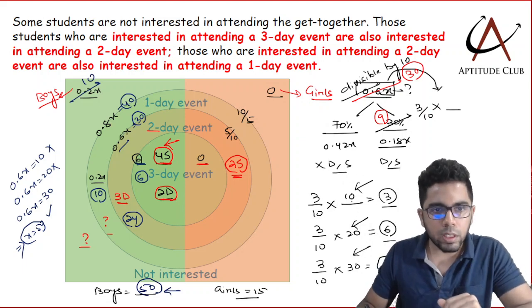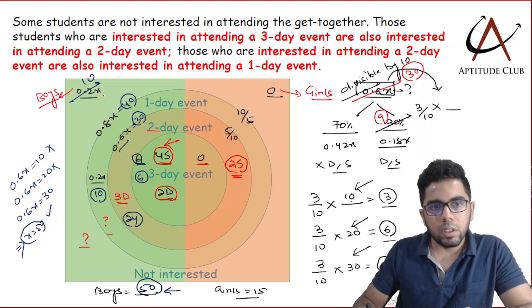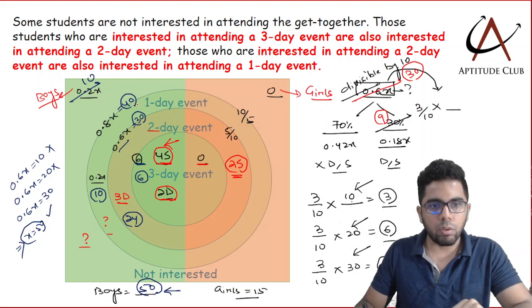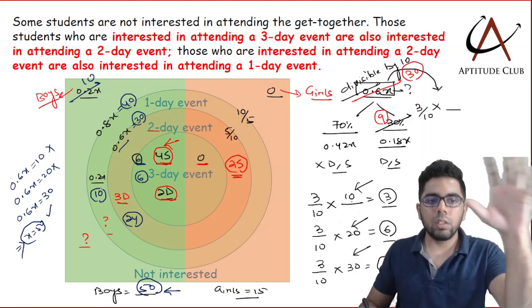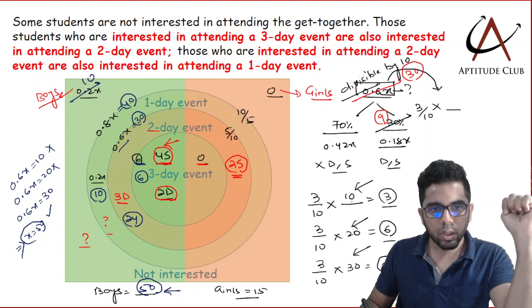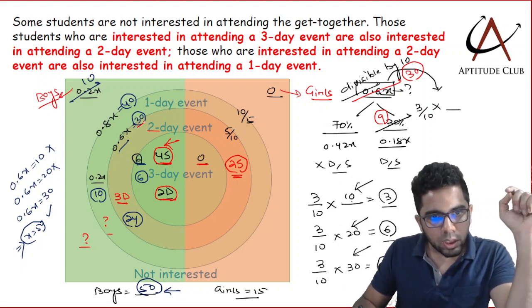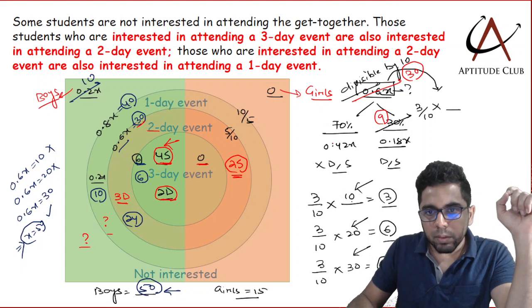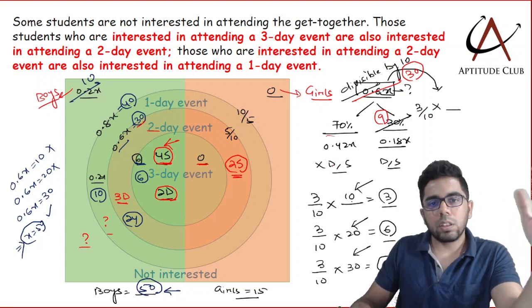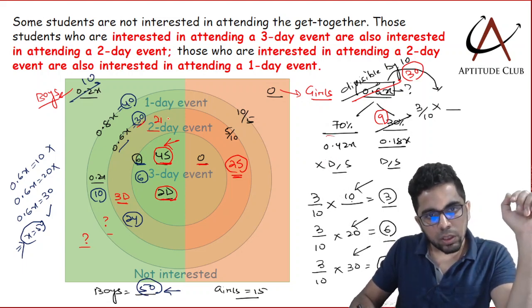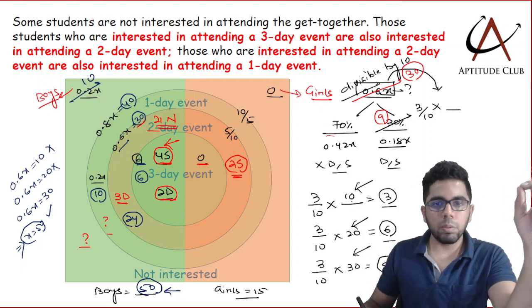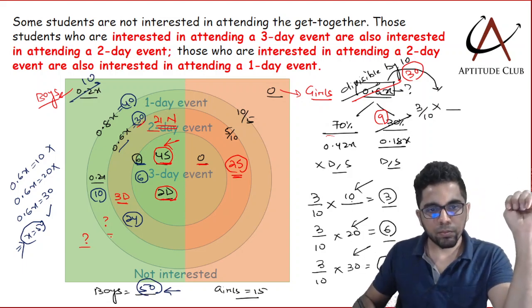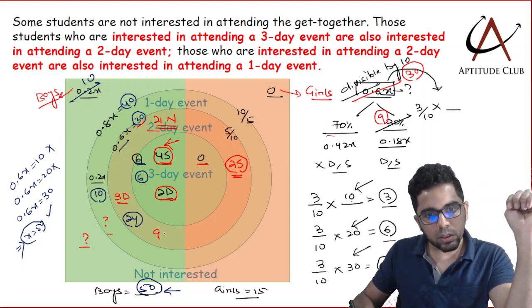Now think about this, some more information to write: total 50 boys, 10 people are not interested at all, 40 people are going to one-day event. Out of 40 people, 10 people are exactly going to one-day event, and out of 30 people, 70% are neither dancer nor singer. That means I can write 21. Of those going to the 2-day event, 21 people are neither dancer nor singer, so 9 people are dancer or singer.